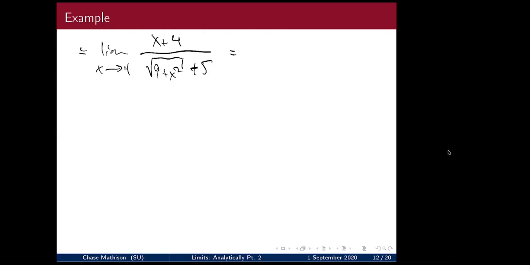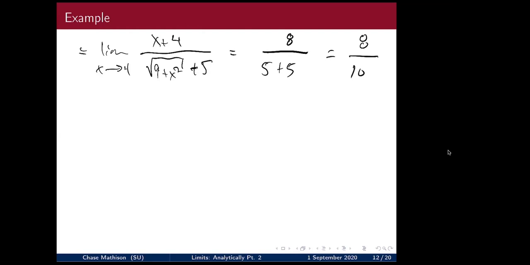So when I plug in 4, I get 4 plus 4. Well, that is 8 over the square root of, what's the square root of 9 plus 16? Yeah, we get 5. The square root of 25 is 5, and so I'm going to get over 5 plus 5. So that tells me we get something that looks like 8 over 10.